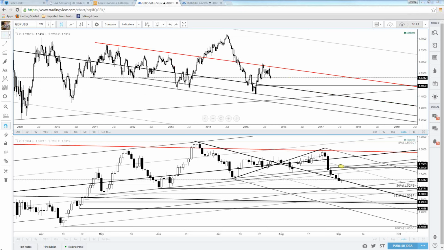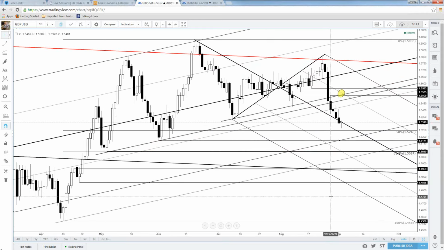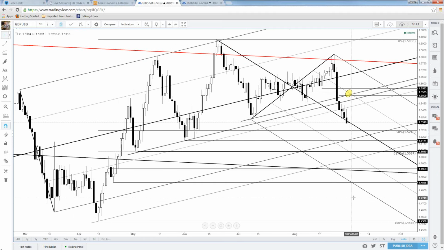So here's cable. Pound dollar, yeah, long-term bearish, okay? But first of all, pound and dollar can move down together. I have no idea. The US dollar could trade in a range sideways between where we were last week and where we are now for a long, long time, while the pound could fall further.